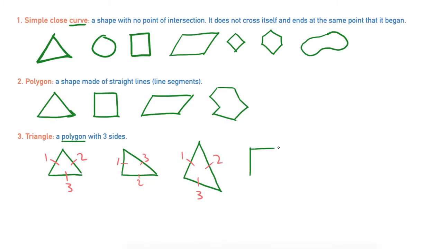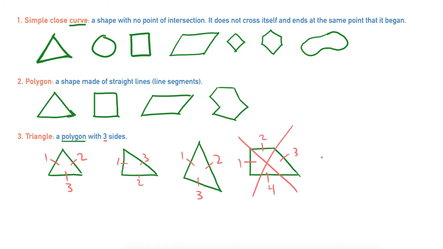Is this considered a triangle? Okay, it's a polygon made out of straight lines, but are there three sides? Let's count 1, 2, 3, 4. Nope. There are four sides to this shape here. And yeah, so that means this is not a triangle because triangles can only have three sides.